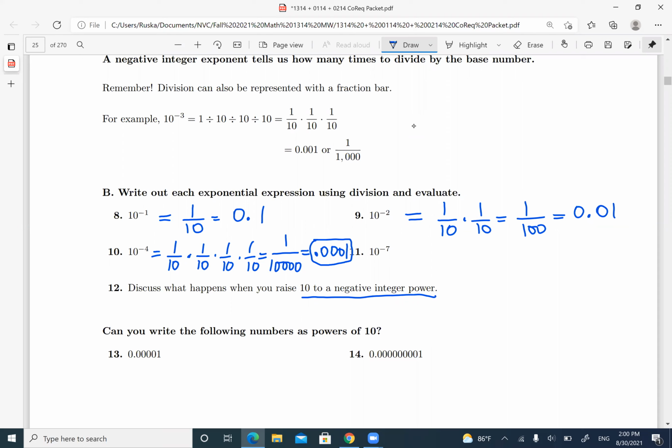And then 10 to the negative 7 is going to be 1 over 10, 7 times. So it's going to be 1 over 1 with 7 zeros here, ten millions. So it's going to be point. How many zeros do I need to put?